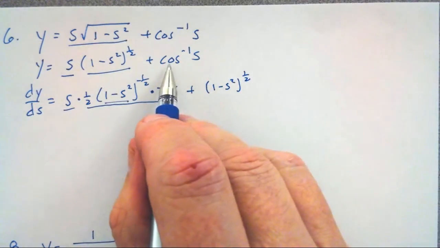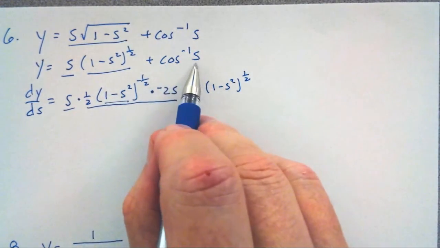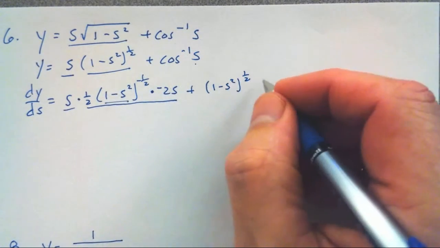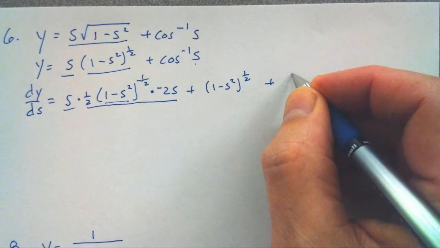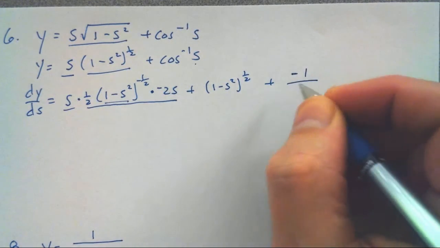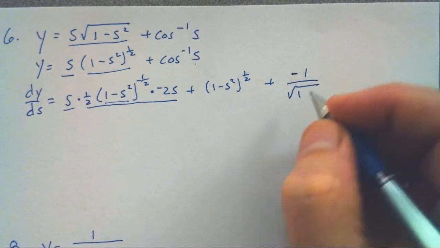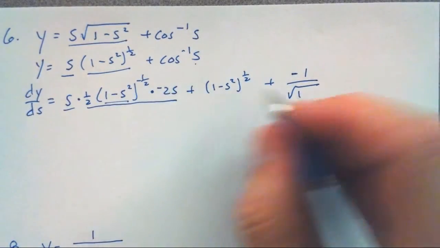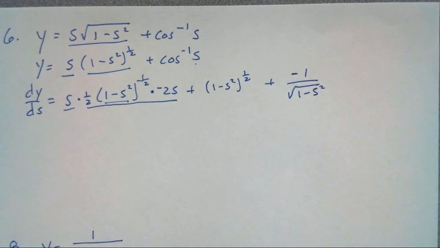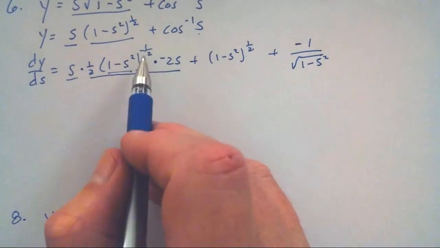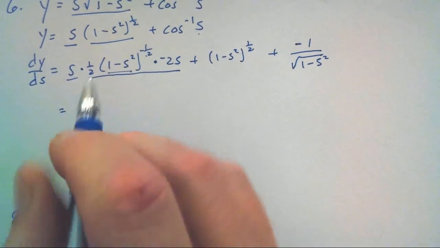And I still have to find the derivative of cosine. Fortunately, it's just plain old s. So that is plus the derivative of cosine of x, which is negative 1 on square root of 1 minus x squared. So we're taking the derivative with respect to s now, so we just get 1 minus square root 1 minus s squared. Okay, I'm going to rewrite this, do some simplifying here.